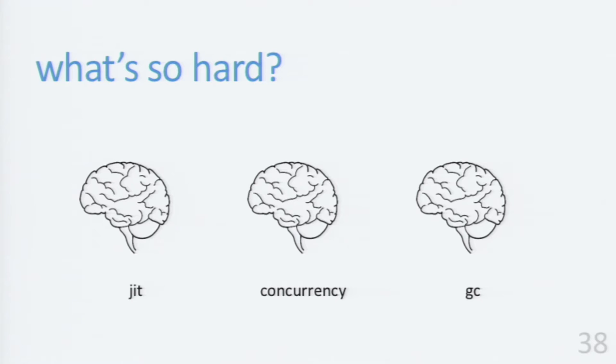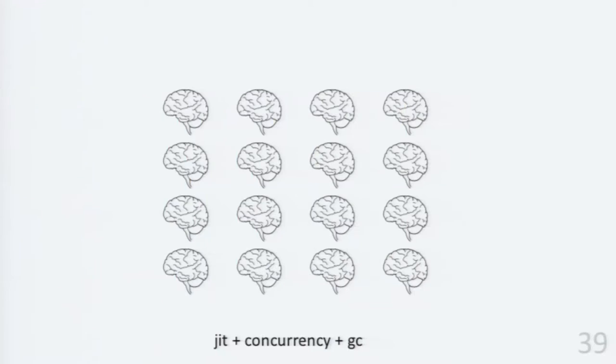But I would argue that these are the fundamental pieces of any virtual machine that we're building these days. And that the combination of them, the cross product of those, makes it even more difficult to build systems that have taken into account the need for a good JIT with concurrency and with a good garbage collector.